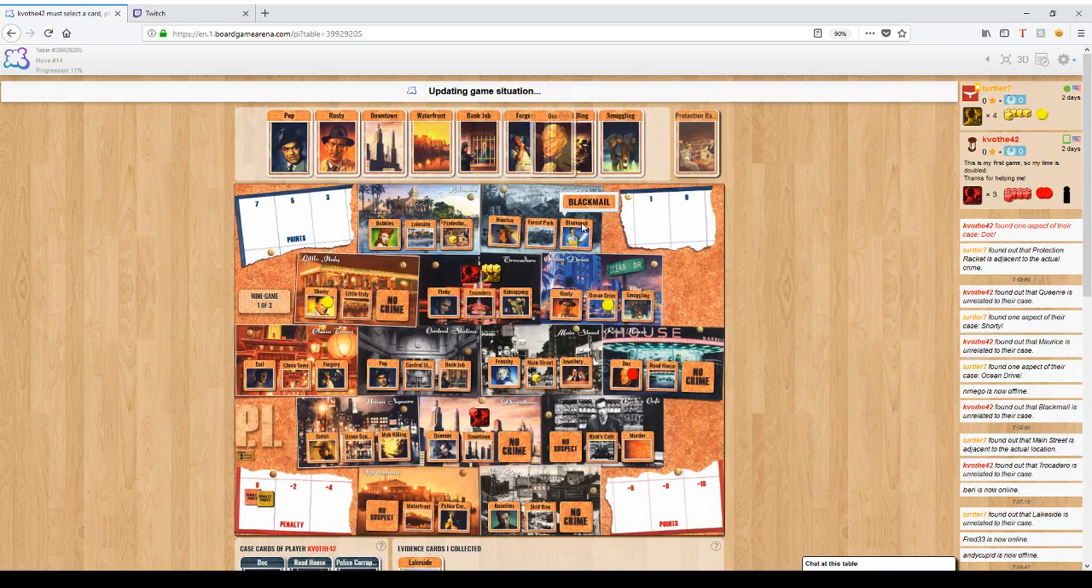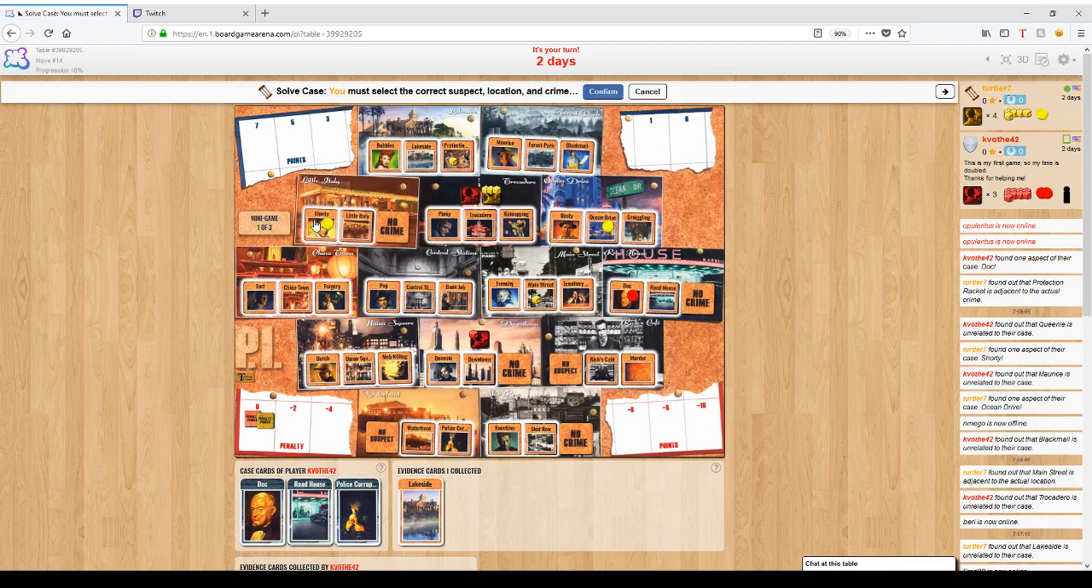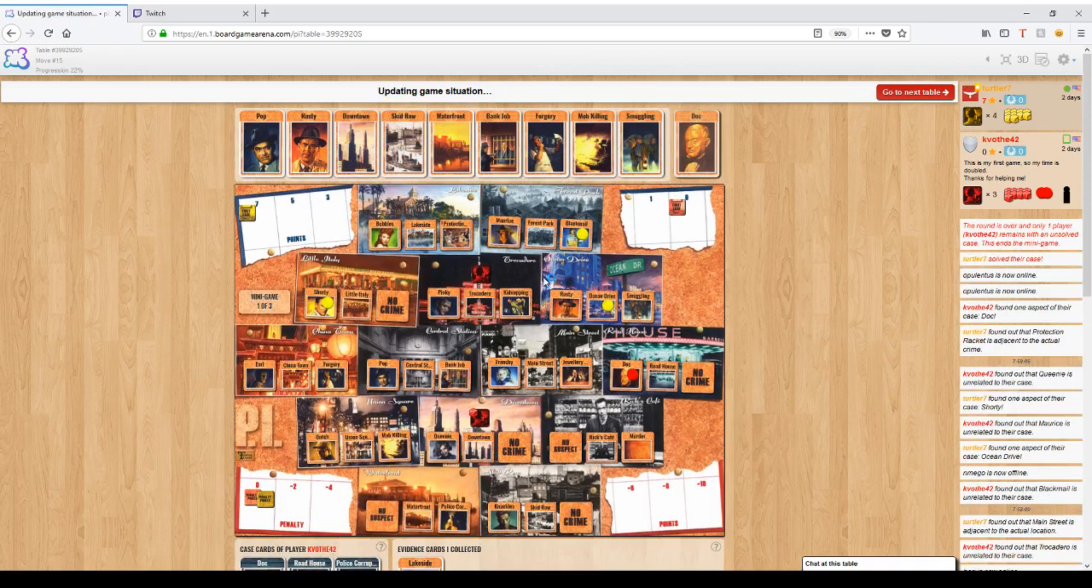Alrighty, so I'm going to solve the case, and I'm going to claim that it's Shorty at Ocean Drive with blackmail, and confirm that that is my guess. And I was correct. I mean, I knew I was because of which cubes and which discs were where. And then you start a new round and go all over again.